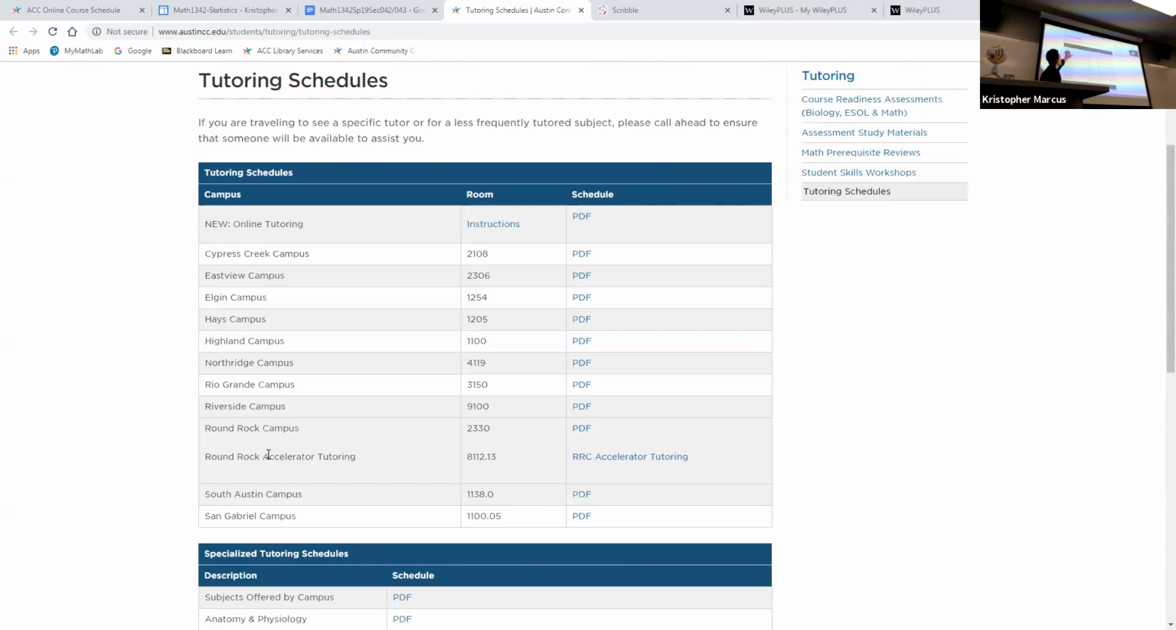Also in this list, the new online tutoring. It's got instructions here that you can click on. There's 2 ways the online tutoring works. One is through a third-party company called BrainFuse. The tutoring I've heard through that is okay. The other is there are ACC tutors that are going to be online for the first time this semester. And I checked the list, and some of those tutors actually tutor statistics. So you might also check the online tutoring and see how that goes. If you find someone that's really great at tutoring, either online or on one of the campuses, let everybody else around you know.